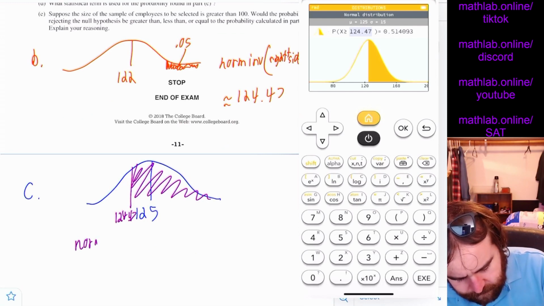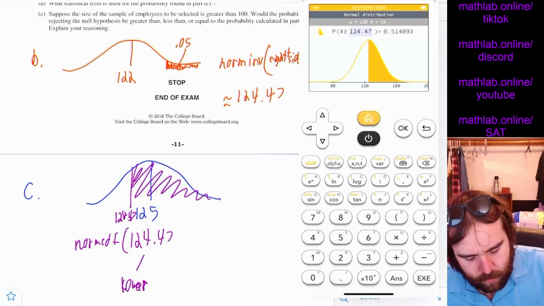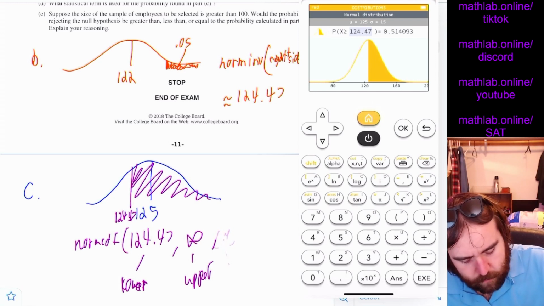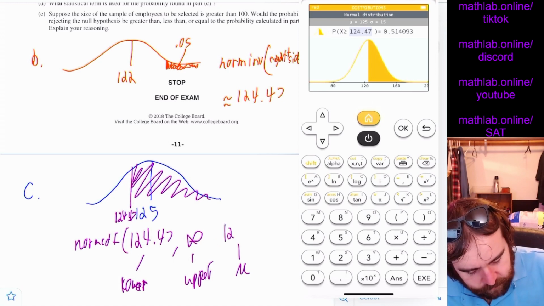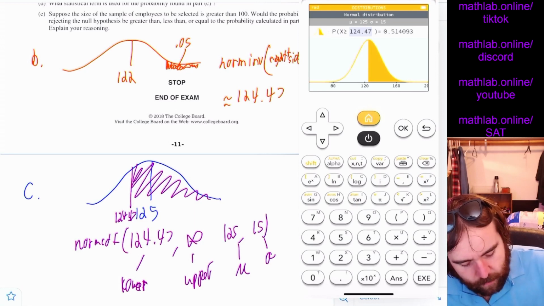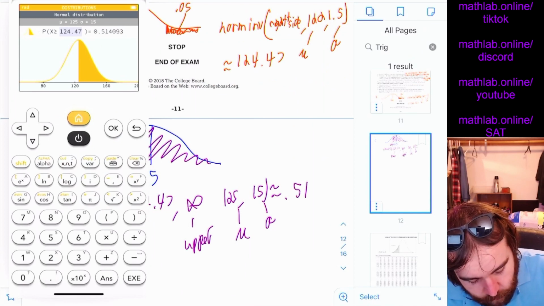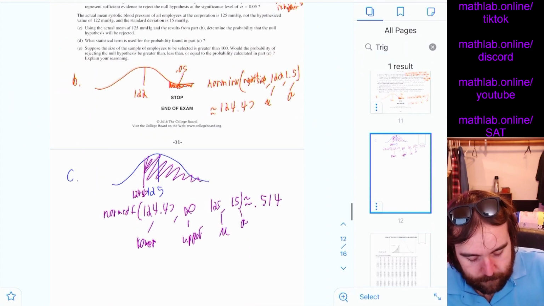So we're going to go norm CDF from 124.47. That's our lower, to infinity. That's our upper, with a mean of 125 and a standard deviation of 15. And that is approximately 0.514. Okay.